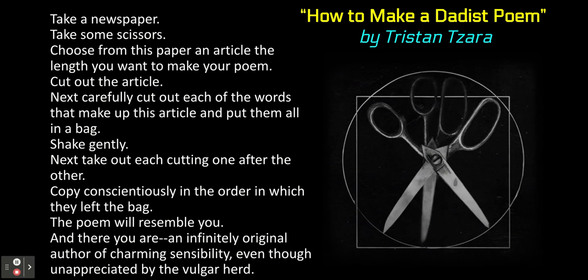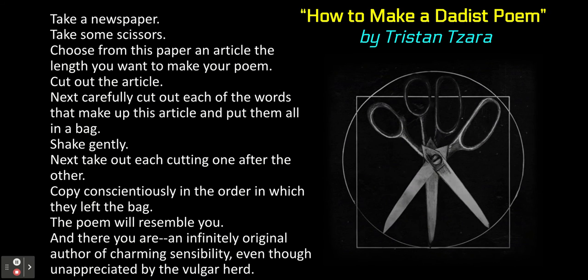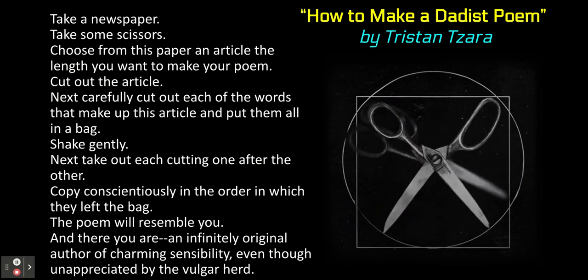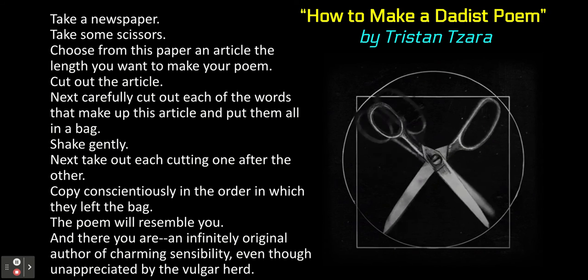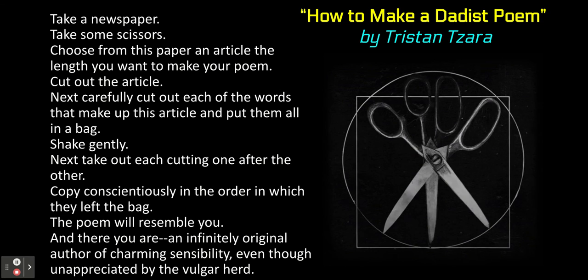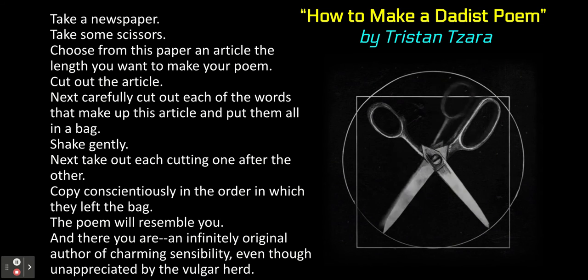Take some scissors. Choose from this paper an article the length you want to make your poem. Cut out the article. Next, carefully cut out each of the words that make up this article and put them in a bag. Shake gently. Next, take out each cutting one after the other. Copy conscientiously in the order in which they left the bag. The poem will resemble you. And there you are, an infinitely original author of charming sensibility, even though unappreciated by the vulgar herd.